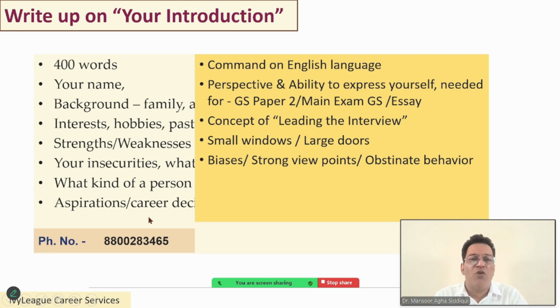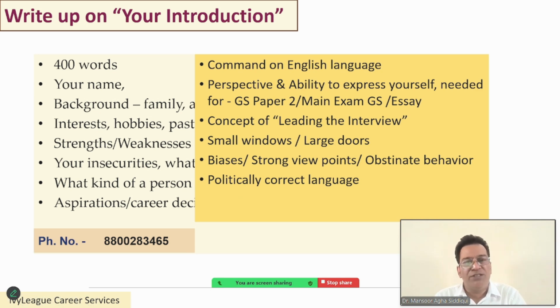This introduction of yours can also indicate certain negatives that you may have. For example, you may be somebody who has preconceived notions, certain biases, very strong viewpoints, or your introduction may be an indication of your obstinate behavior. In case I get that input from your introduction, then I'm going to point it out to you. Don't worry. Plus, we all have to learn something which is called politically correct language.